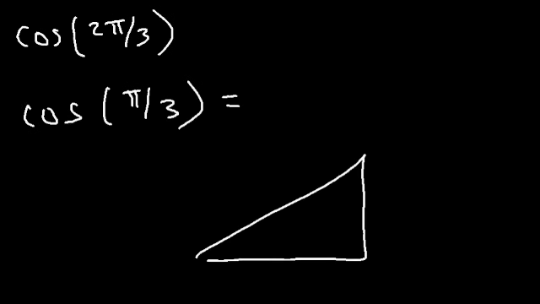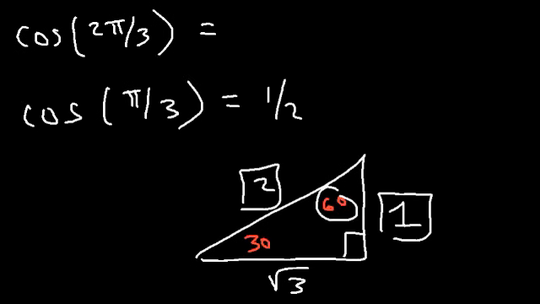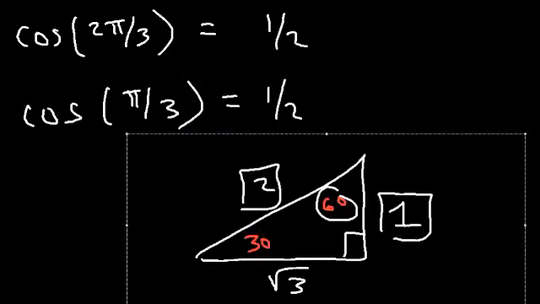So let's draw the 30, 60, 90 triangle. Across the 30 is 1, across the 60 is root 3, across the 90 is 2. So cosine 60 is adjacent divided by the hypotenuse, so it's 1/2. So cosine 2 pi over 3 is something 1/2.